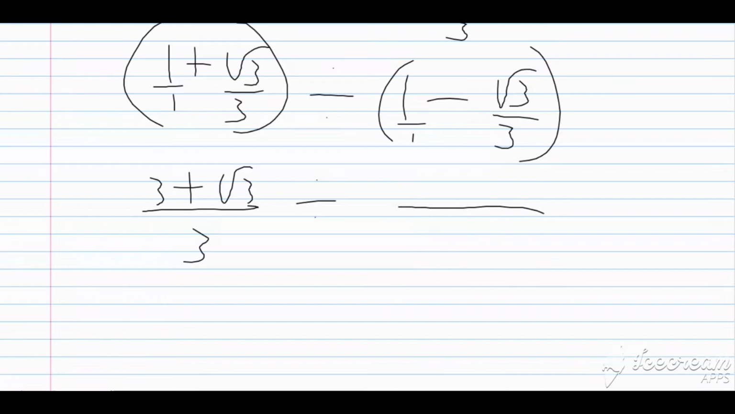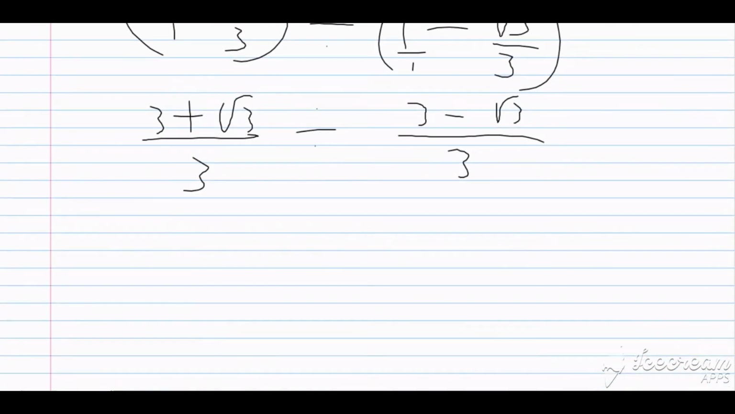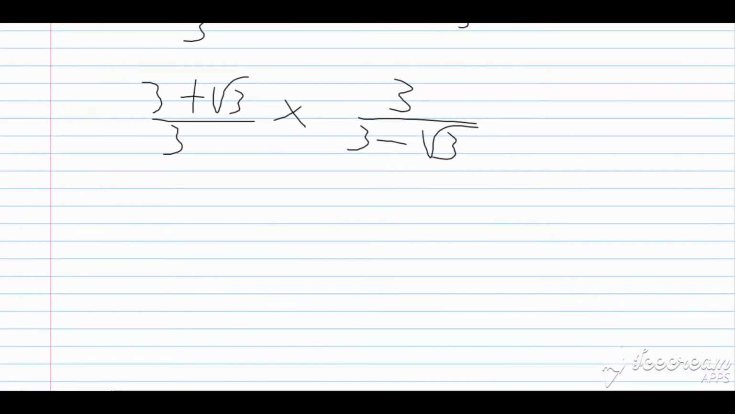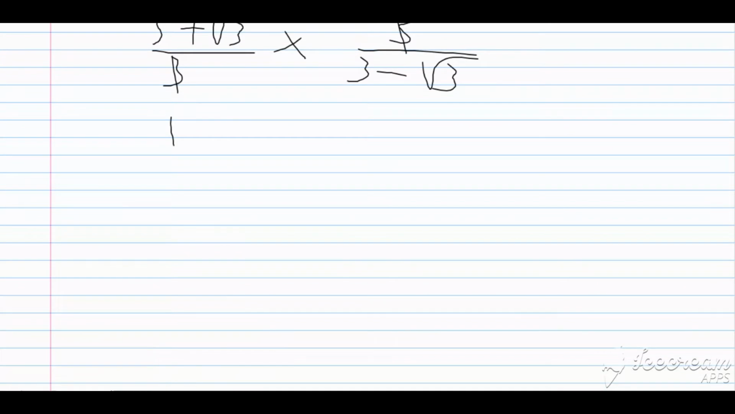What you have here is a similar concept. The only difference being is that you have a minus. So pretty much it's gonna be the same thing, just that you'll have 3 minus root 3. All right, when we divide fractions, we multiply by the reciprocal of the second fraction. So you have 3 plus root 3 over 3 times 3 over 3 minus root 3. Good. And we can reduce this. 3 into 3 is 1, into 3 is 1. So I'm gonna have 3 plus root 3 over 3 minus root 3.